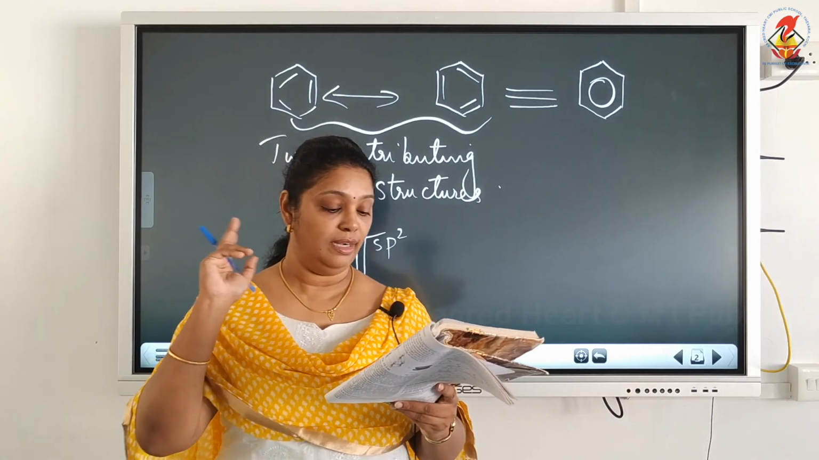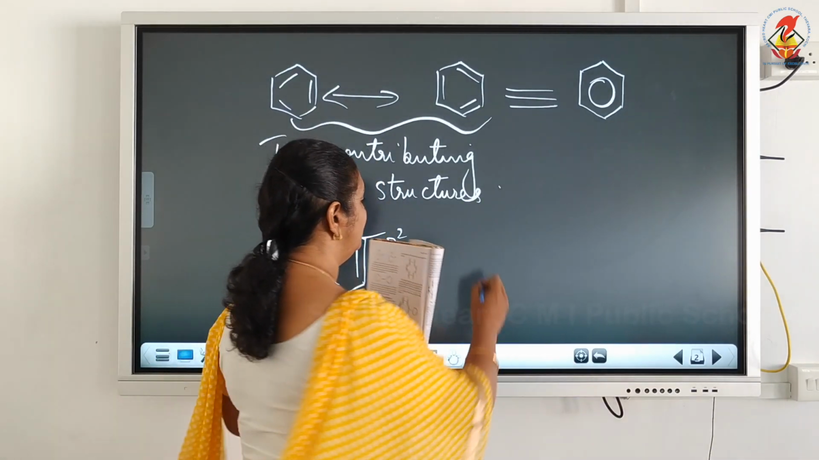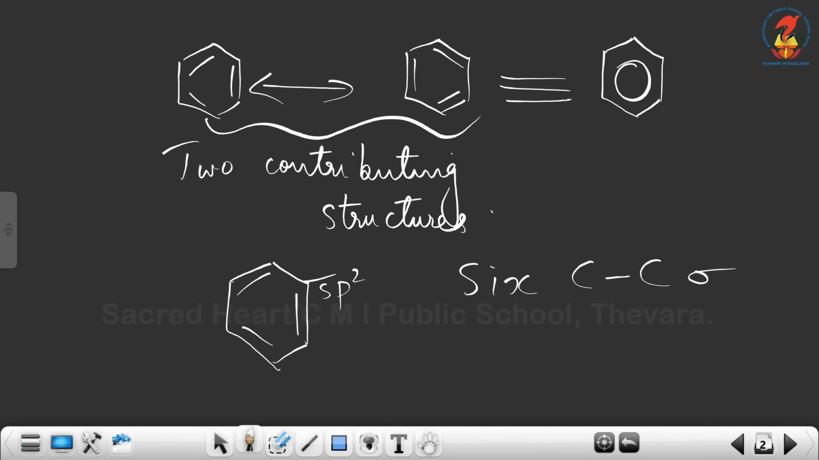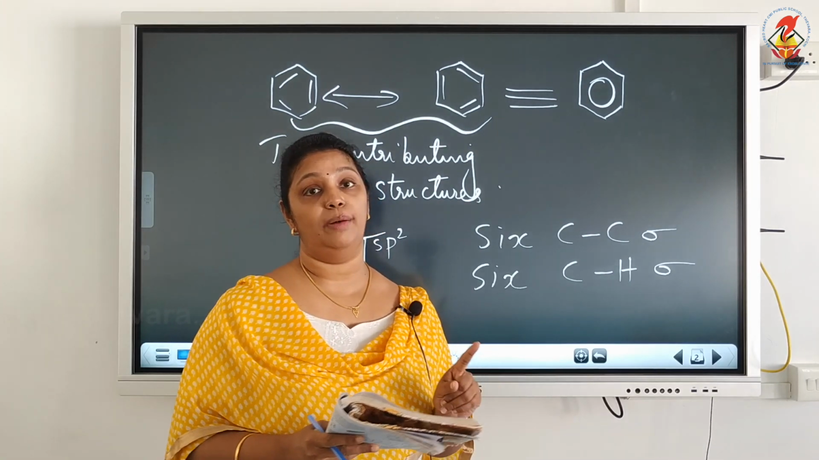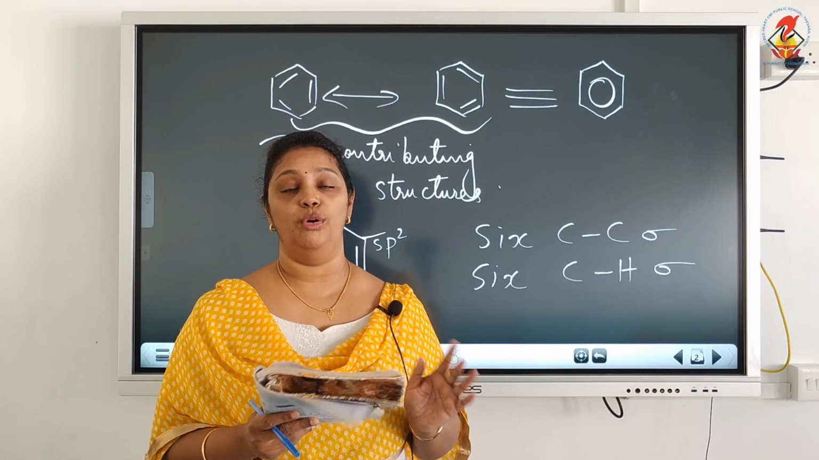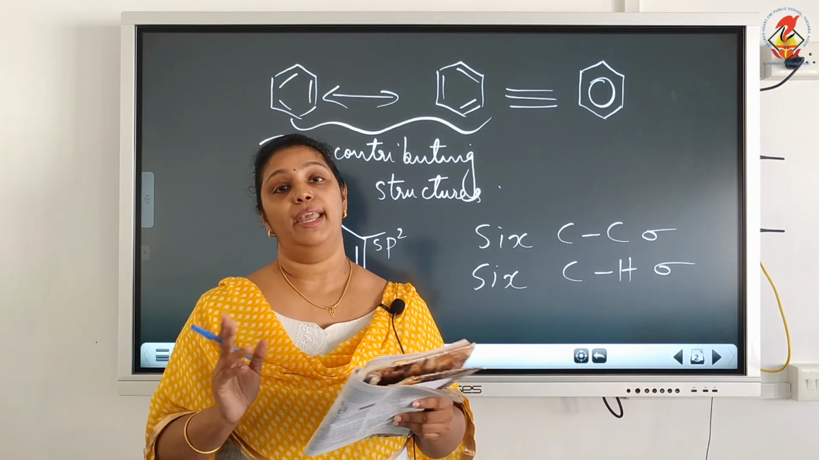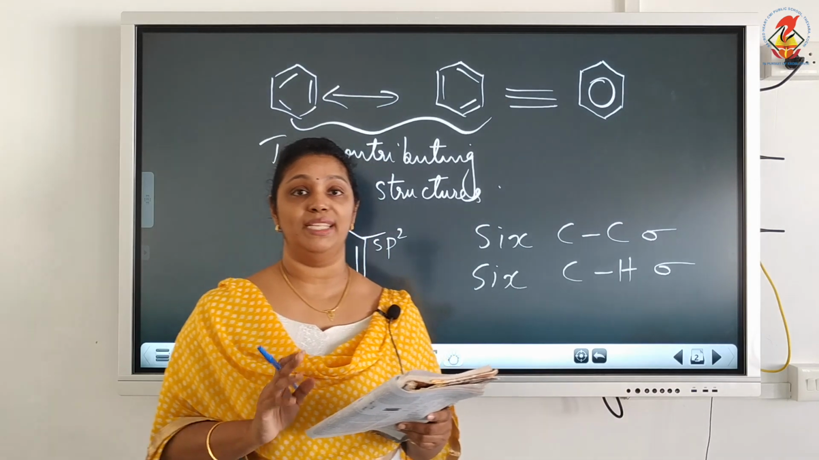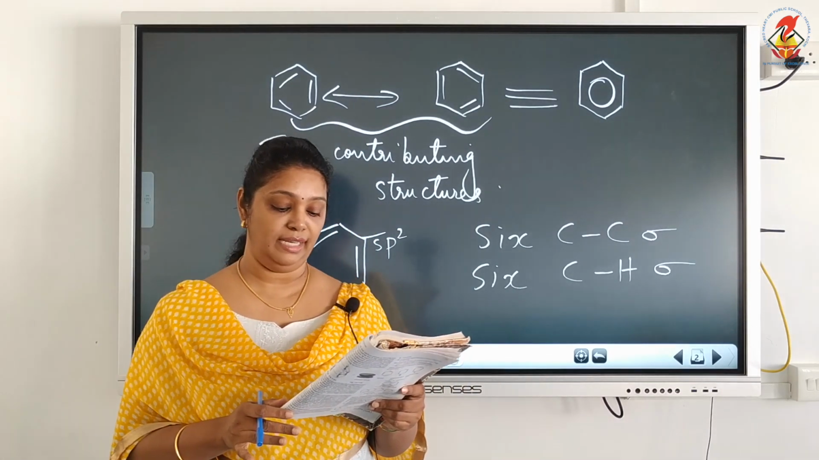we have in total 6 C-C sigma bonds, and also we have 6 C-H sigma bonds. Now there is an unhybridized p orbital on each carbon atom. This unhybridized p orbital will overlap sidewise to form a pi bond. So we have total 3 pi bonds present in benzene ring.